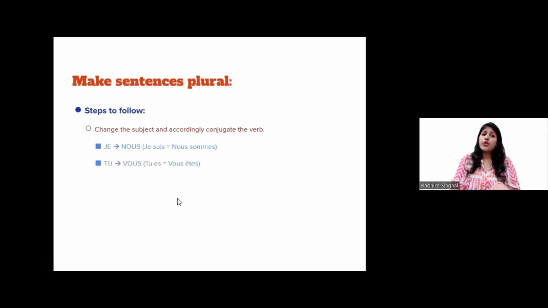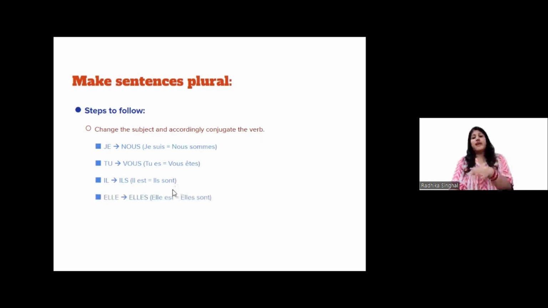Next, if it's tu, the plural of tu is vous. So tu es becomes vous êtes. Il est becomes ils sont, and likewise, elle est becomes elles sont. So this is how you change the subject and accordingly conjugate the verb in plural.